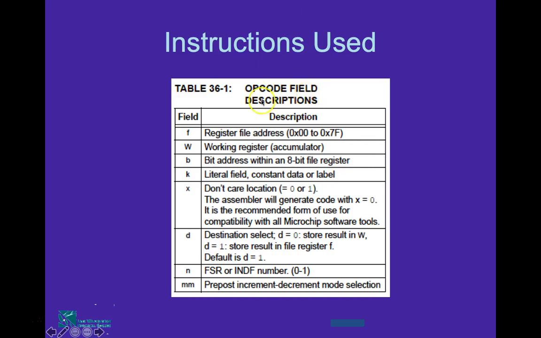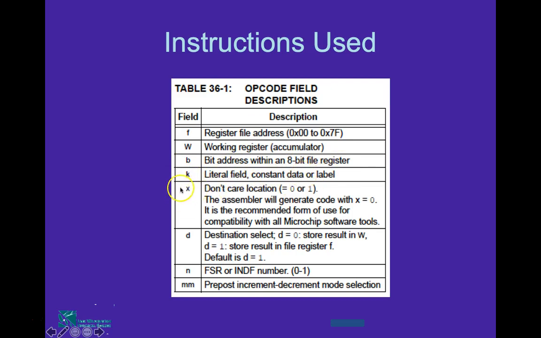Starting with some opcode fields. In this program, we saw this F. For example, move literal number, move W to F. We have seen it I think 2 times, which means move the number from whatever is there in the working register into the file register. So that F is your register file address, and it has this value. This is the address. And then this is the working register, you already know. B, if you have something B, you will see in some of the instruction sets. B stands for bit address within an 8-bit file register. K, you will sometimes see, which represents the literal field, constant data or label.